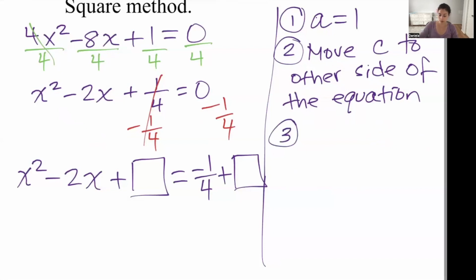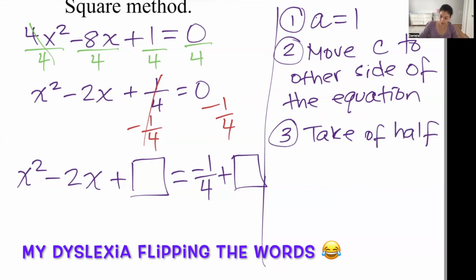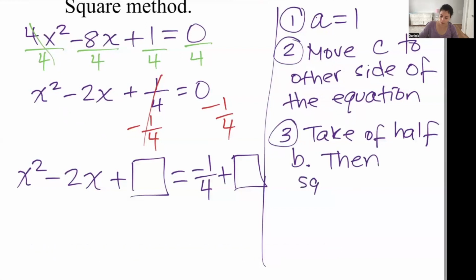So this is always the step. You're going to take half of B. In this case, B is -2. So half of B is -1. And then you're going to square it. Okay, so be careful. We're squaring -1, so -1 should be in parentheses. That's a negative times a negative. So you should always, always, always be adding a positive number on both sides, because squaring gives you a positive. Always. If you get a negative, it's going to mess things up.